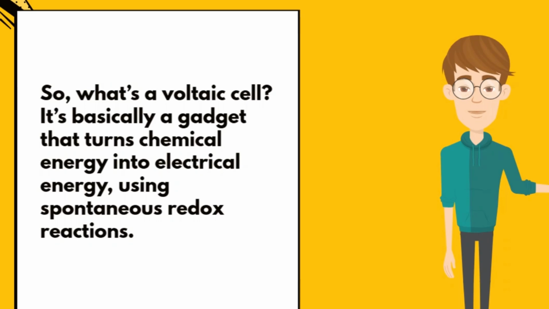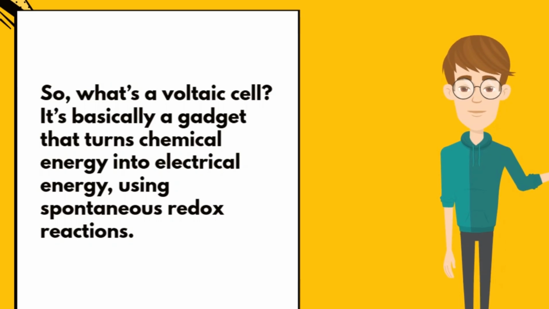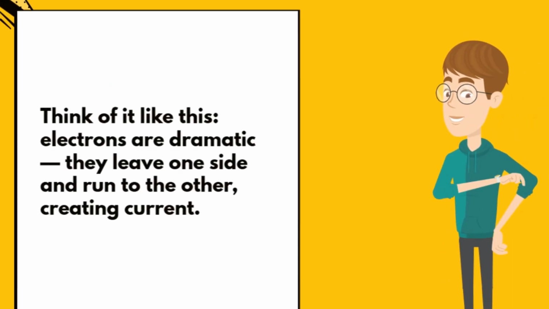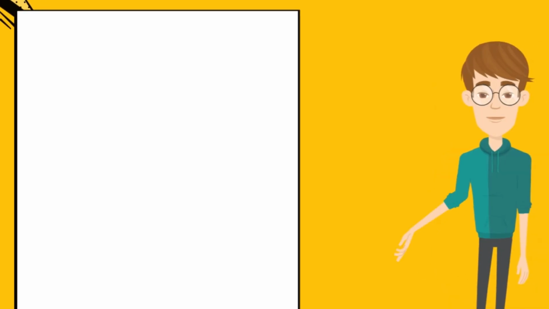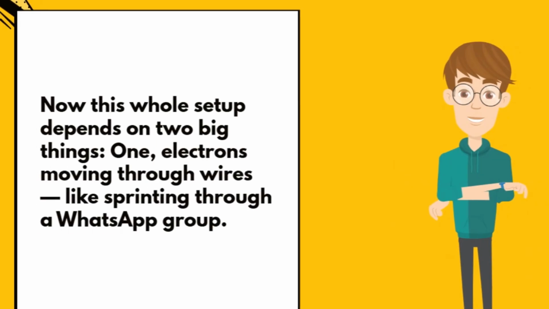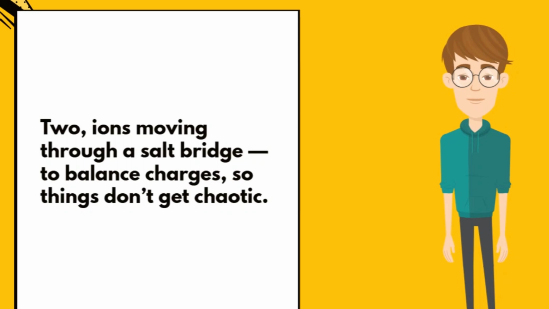It's basically a gadget that turns chemical energy into electrical energy, using spontaneous redox reactions. Think of it like this: electrons are dramatic, they leave one side and run to the other, creating current. They flow from the anode, where oxidation happens, to the cathode, where reduction happens. Now this whole setup depends on two big things. One, electrons moving through wires like sprinting through a WhatsApp group. Two, ions moving through a salt bridge to balance charges so things don't get chaotic.